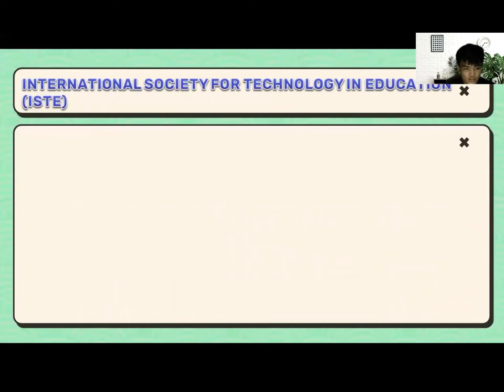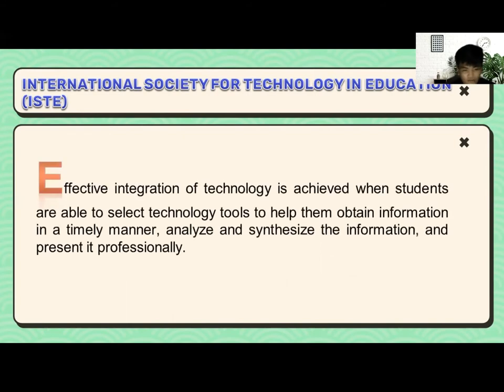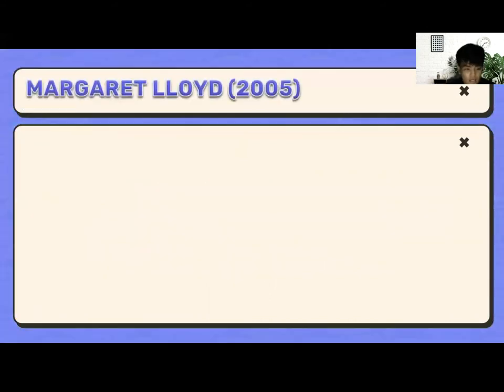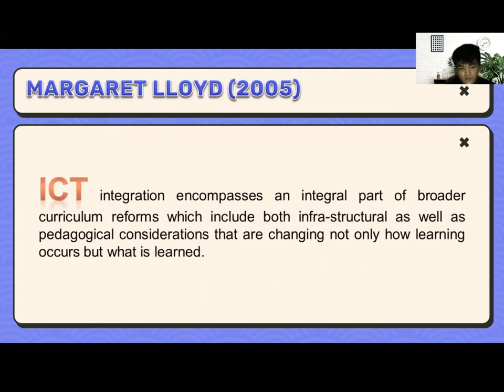We have also here the International Society for Technology in Education, or ISTE. Effective integration of technology is achieved when students are able to select technological tools to help them obtain information in a timely manner, analyze and synthesize the information and present it professionally. And according also to Margaret Loy, 2005, ICT integration encompasses an integral part of broader curriculum reforms which include both infrastructural as well as pedagogical considerations that are changing not only how learning occurs, but what is learned.